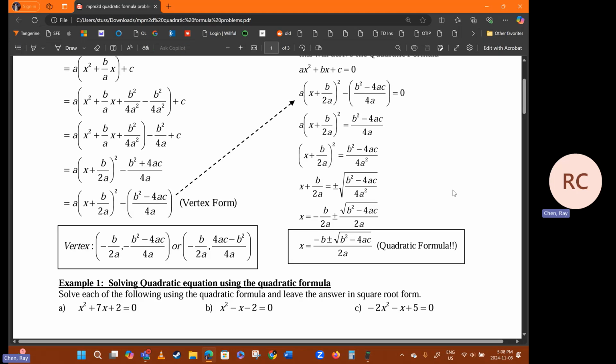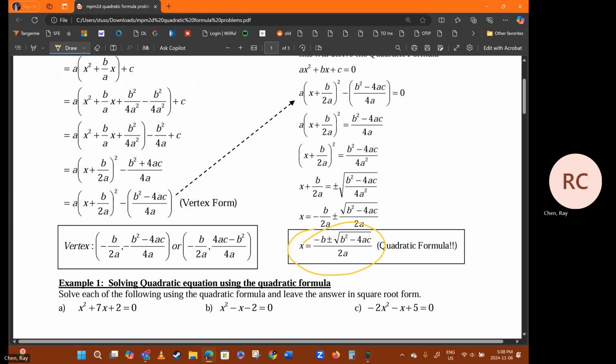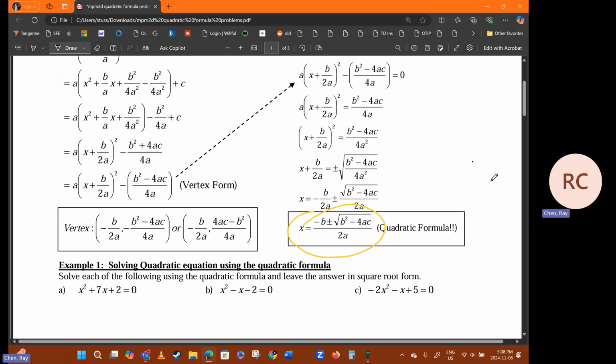X equals negative b plus or minus the square root of b squared minus 4ac all over 2a. So really quickly, I'll just highlight it here in yellow. That's the form that we're going to be using. And this will be provided for you. So we're going to take a look at the first example. And although it says solving quadratic equation using the quadratic formula, leave your answer in square root form. Ask me in class on Friday to help you out.